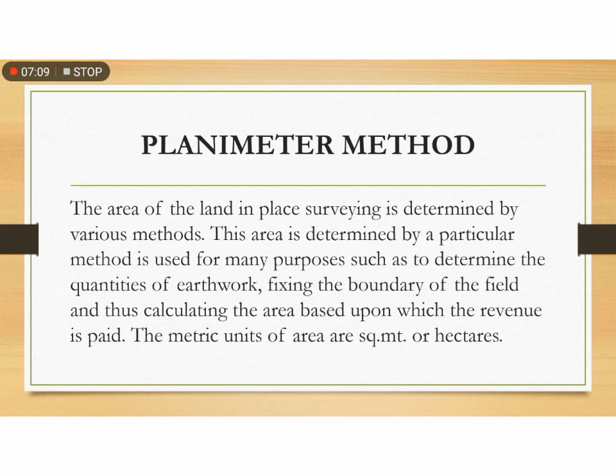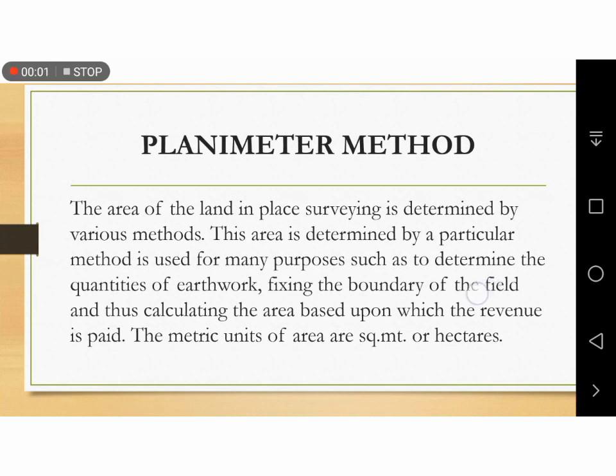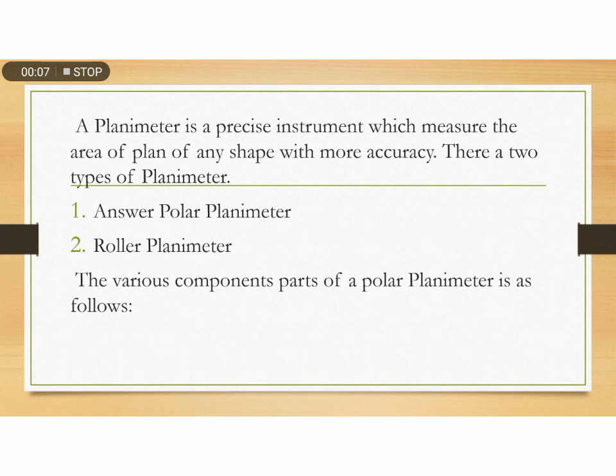So, for example, if you build a house, you should use a planimeter to measure exactly how much, so that you don't encroach on your neighbor's land. So, a planimeter is a precise instrument which measures the area of land of any shape with more accuracy.